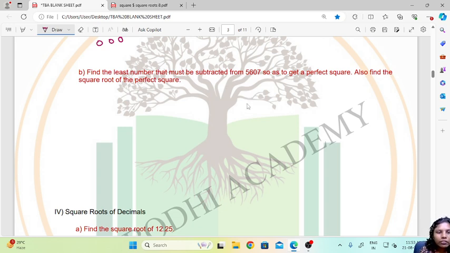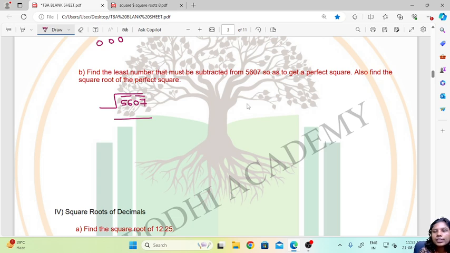So we have 5, 6, 0 and 7. Same steps: 5 is there, so less than that is 2 square. So 2, we put 4 here, and we'll get 1. So you have to put the bars first. Okay. So in this, here we'll take 2 numbers together. Here we have to take 2 numbers together.